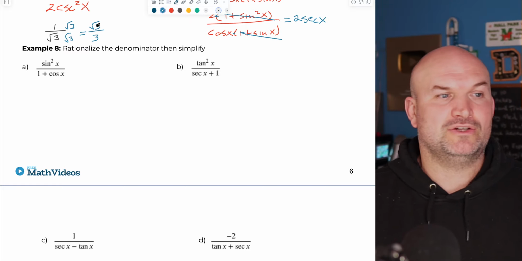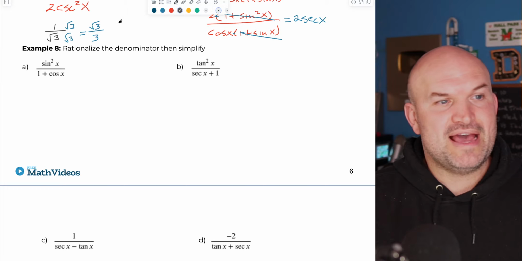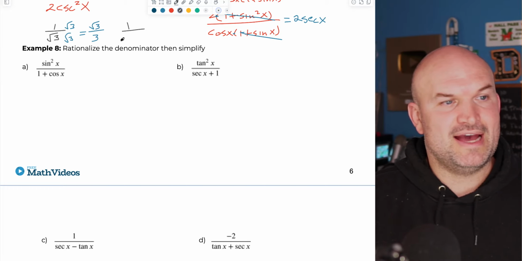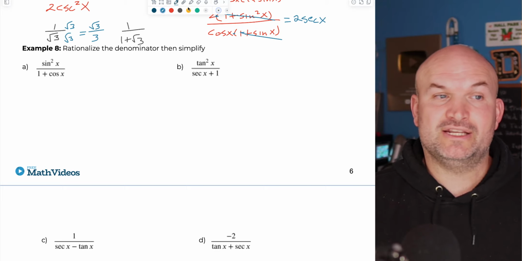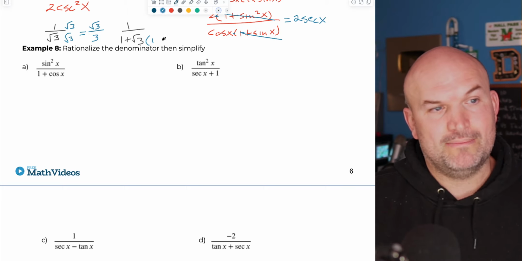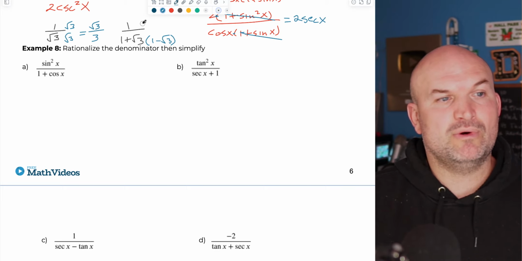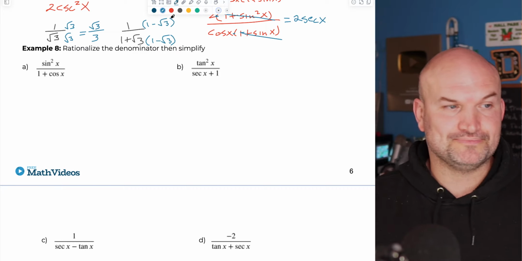No longer do we have a radical in the denominator. And then we also came up with, well, what about if I had 1 plus the square root of 3? What did we do there? In that case, what we needed to do was multiply by the conjugate, 1 minus the square root of 3. The reason why we want to multiply by the conjugate is because that produced a difference of 2 squares.